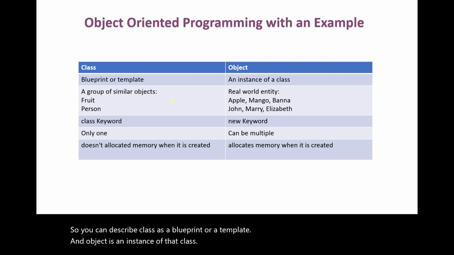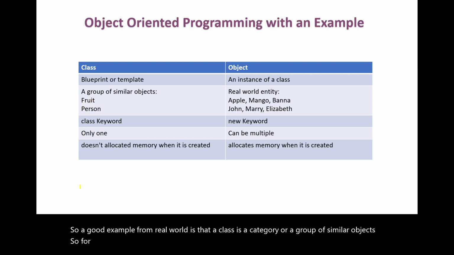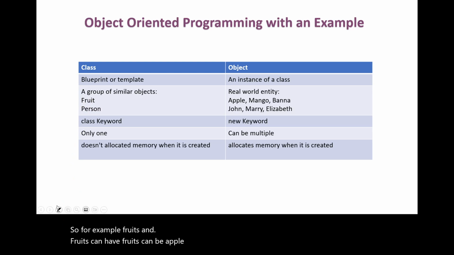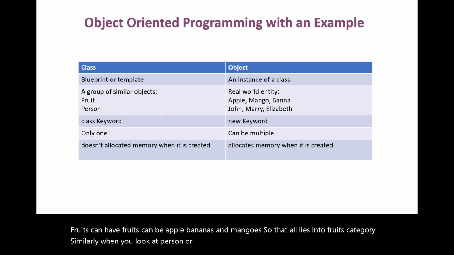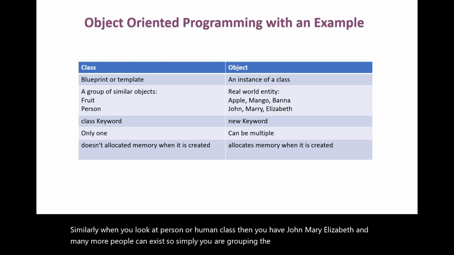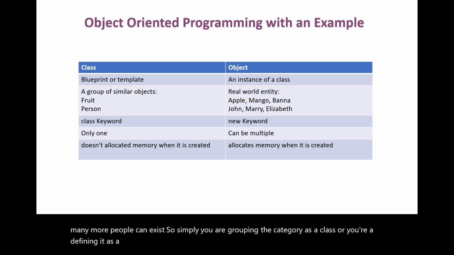So a good example from the real world is that a class is a category or a group of similar objects. So for example, fruits, and fruits can be apple, bananas, and mangoes. So that all lies into the fruits category. Similarly, when you look at the person or human class, then you have John, Mary, Elizabeth, and many more people can exist. So simply you are grouping the category as a class, or you're defining it as a class, and the real world entity is then defined as an object.